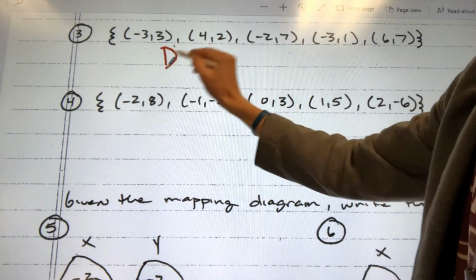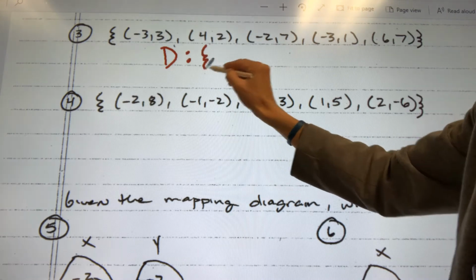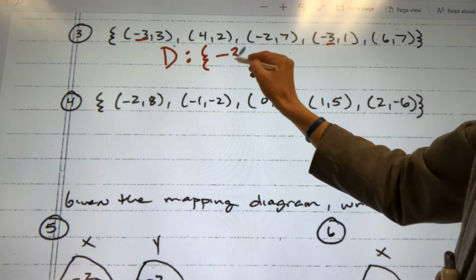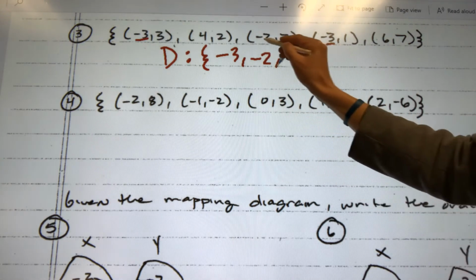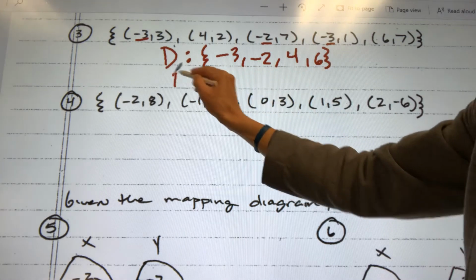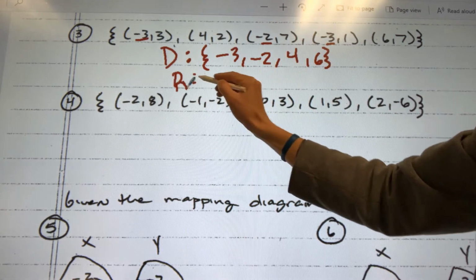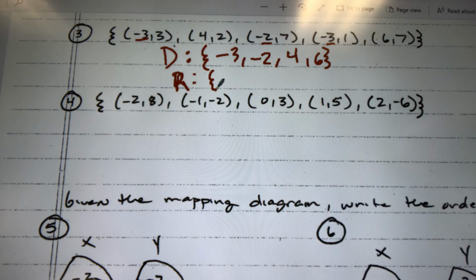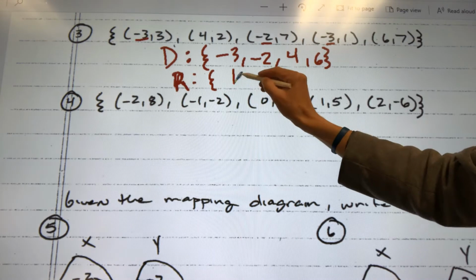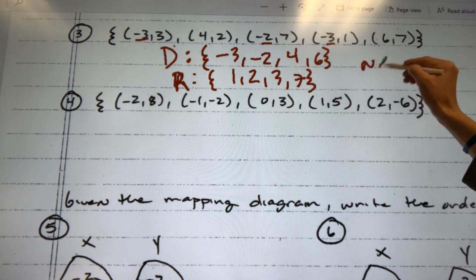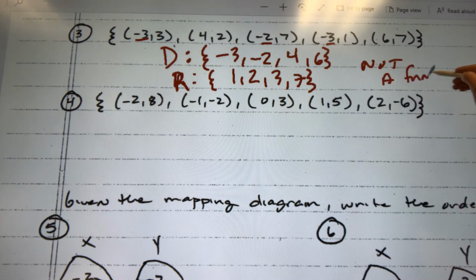So the domain is all of the x values sets. I want you to put them in order least to greatest. I see a cheating boy. I see -3 twice. I see -2. I see 4 and 6. The domain, the range. The range is 1, 2, 3. I see 2 7s. Not a function. You have a duplicate x, not a function.